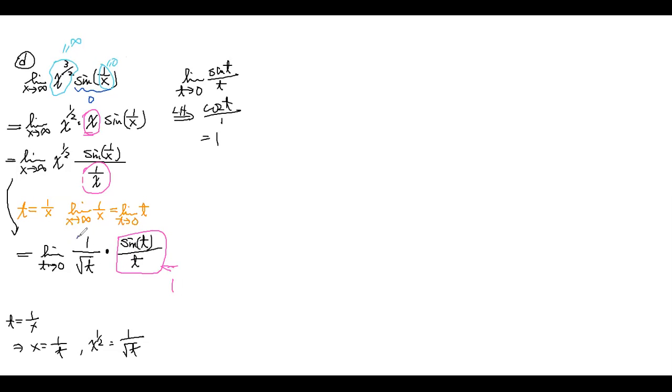Then take a look at 1 over the square root of t. When t approaches 0, this number goes to infinity. So what is the whole limit equal to? The whole limit is equal to infinity, so this limit does not exist.